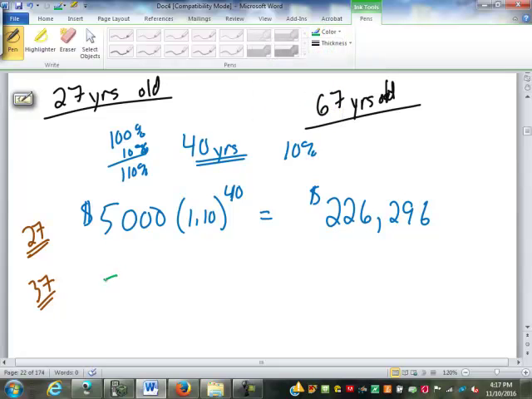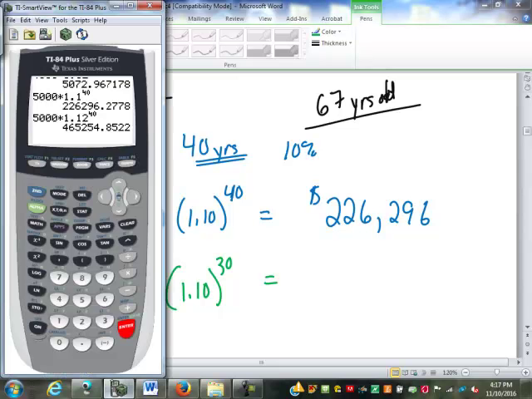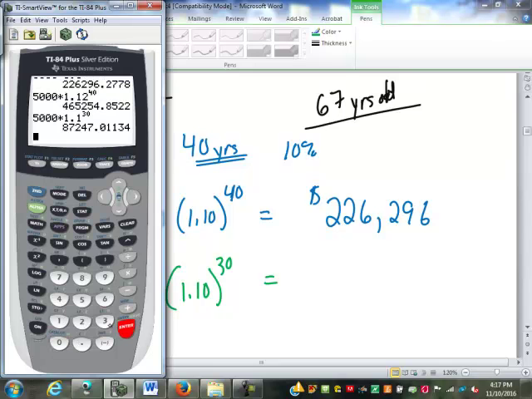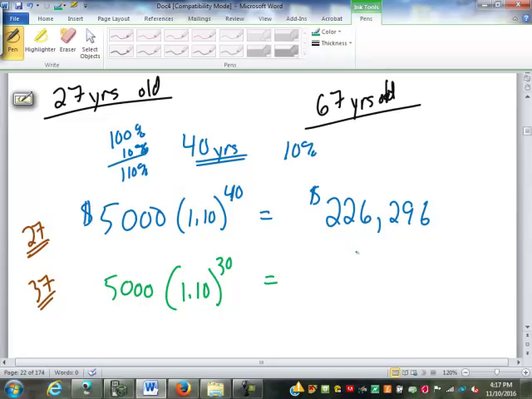So now let's say you still put away that same $5,000. And let's say you can still get 10% on it. But now it's only going to sit there for 30 years. How much is that going to be worth? Anybody want to guess before I hit equals? What's that? 150? 87,247. It's a little bit more than a third of what you would have had if you started 10 years earlier.